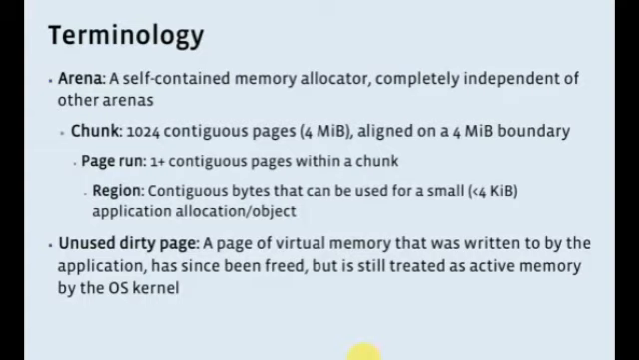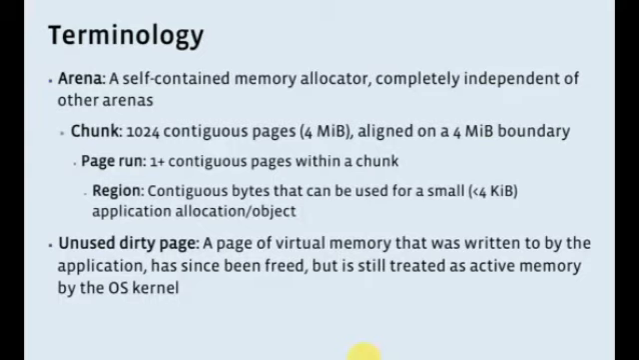Now, those arenas manage chunks internally, and by default, chunks are composed of 1,024 contiguous pages, 4 megabytes. Notice it's a power of 2. That's actually important in that everything is aligned on 4 megabyte boundaries. And this allows us to look at a pointer, look at the lower order bits on the pointer, and tell whether the pointer is to the base of a chunk or whether it's somewhere internal to the chunk. And I'll show you some diagrams later that make this more clear. A page run is some number of pages within one of those chunks, and then the page runs themselves can be broken up into regions for small allocations.